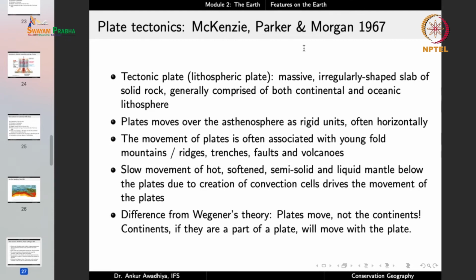So it is crust and maybe some portions of the mantle. So these are massive, irregularly shaped slabs of solid rock, generally comprised of both continental and oceanic lithosphere.